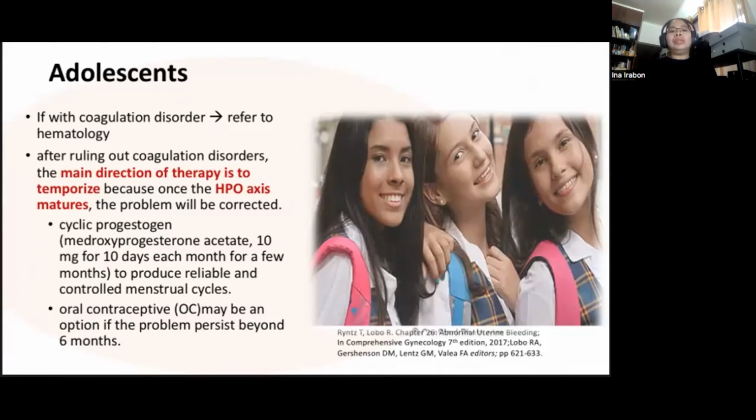If after ruling out coagulation disorder, now the main direction of therapy or treatment is to temporize, because once the HPO axis matures, then we expect that this problem of abnormal bleeding will be corrected. Okay, so for the meantime, what we can offer these patients will be the following. We can either give or offer cyclic progestins or cyclic progestogen to produce reliable and controlled menstrual cycles. Or what would be more convenient for them will be to give them oral contraceptives. Combined oral contraceptives also is an option.